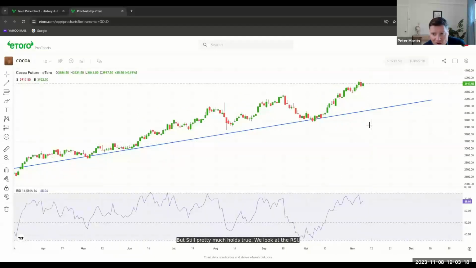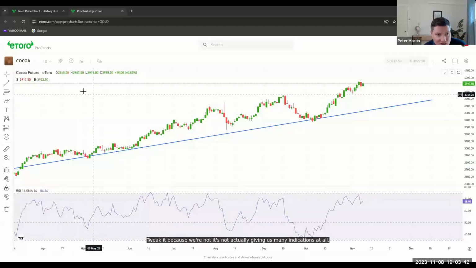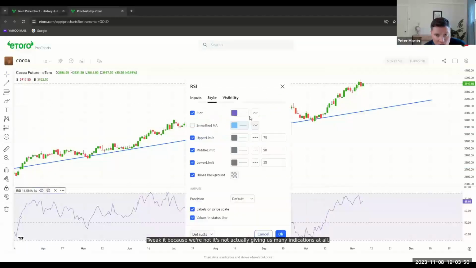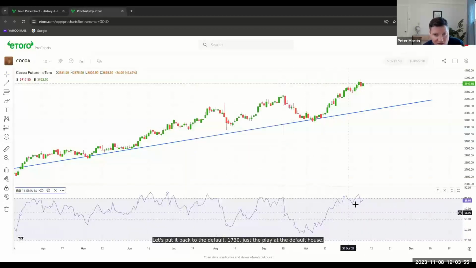If we look at the RSI, and remember this is with my 75-35 RSI, what we can see is that those overbought and oversold levels aren't actually giving us many indications at all. So let's put it back to the defaults of 70 and 30, just to play it at the default levels.